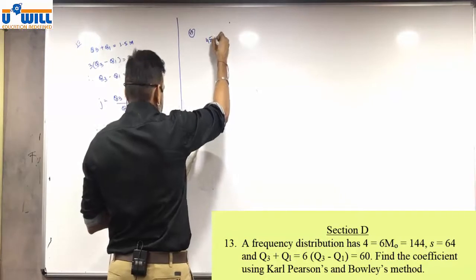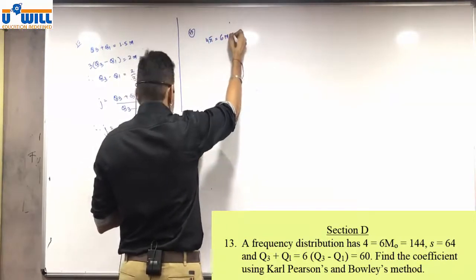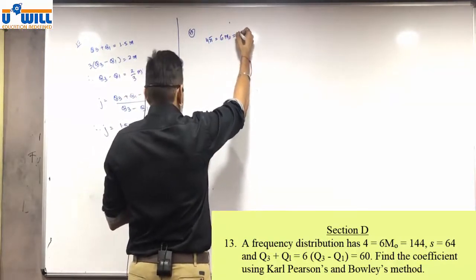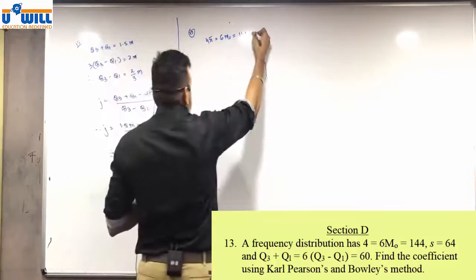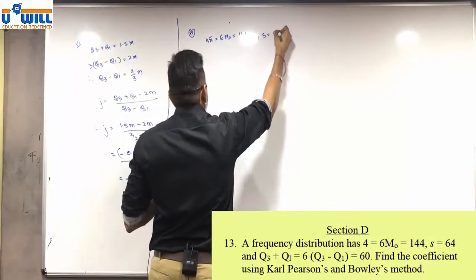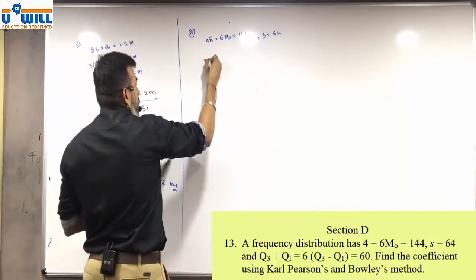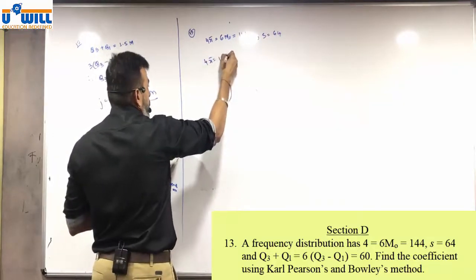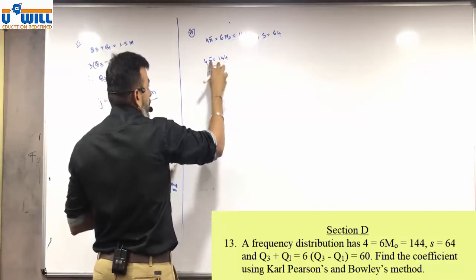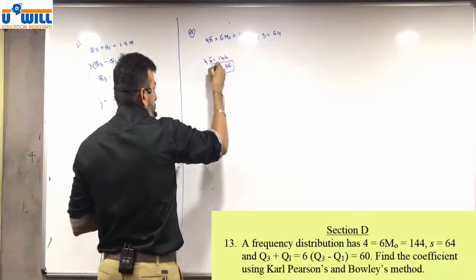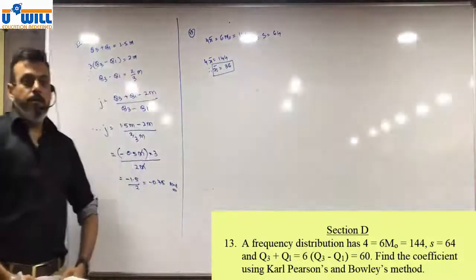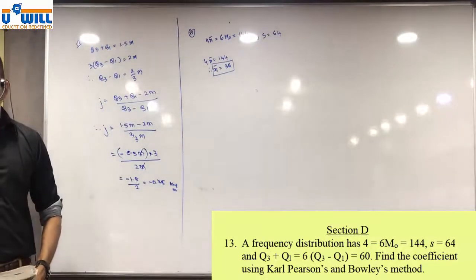4 x bar mean is equal to 6 mode. 6 times mode is equal to 144. First let's solve this. And standard deviation is 64. Now 4 x bar is equal to 144. Therefore x bar is equal to 36. ये पता चला सबको. मीन कैसे फाइंड किया पता चल गया सबको.